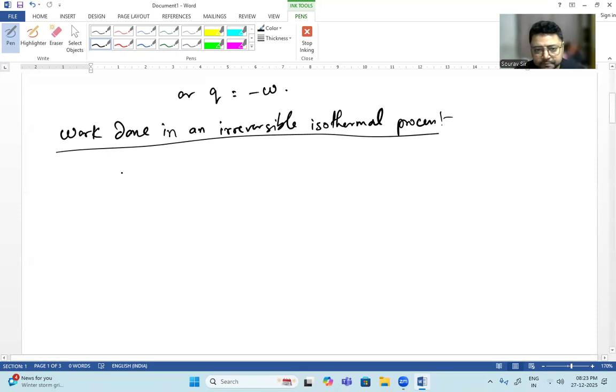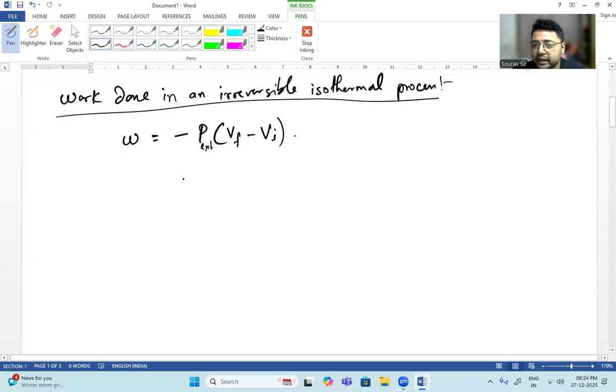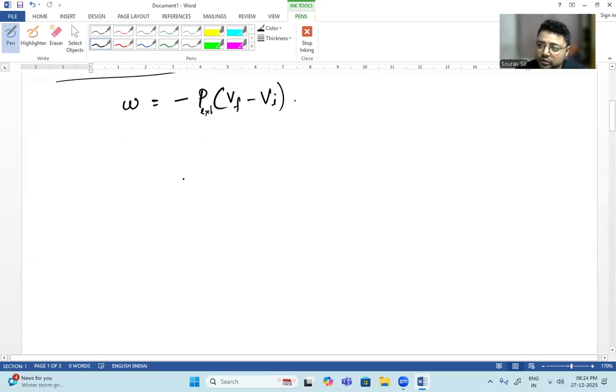So we will write here work done, in short W, is equal to negative P. Negative means work done by the system. Okay, and it will be associated with the change in volume, so final volume minus initial volume. So work done by the system in an irreversible isothermal process is negative P times Vf minus Vi, V final minus V initial, where P is the external pressure. So this is work done by an ideal gas in an irreversible isothermal process.